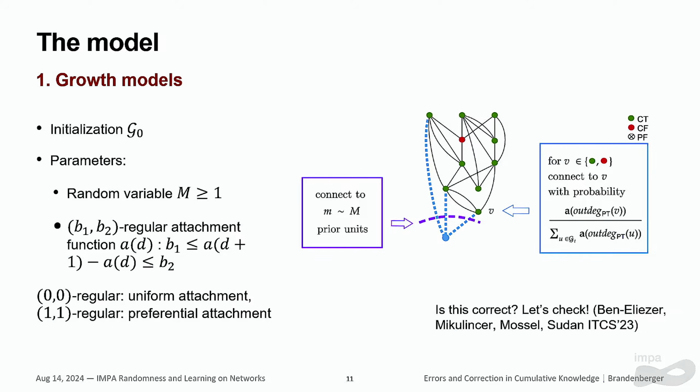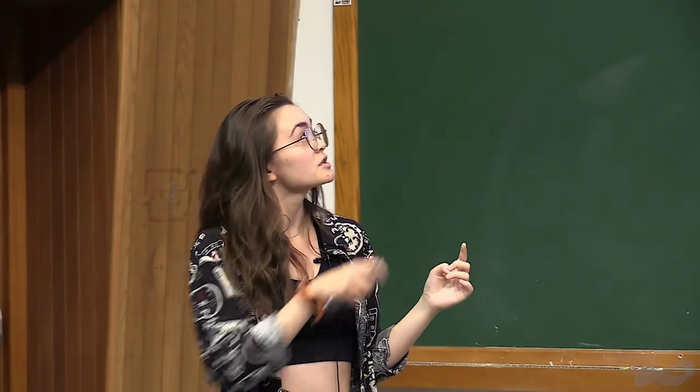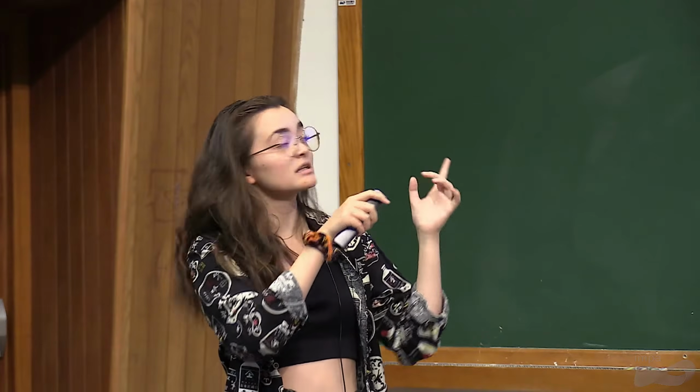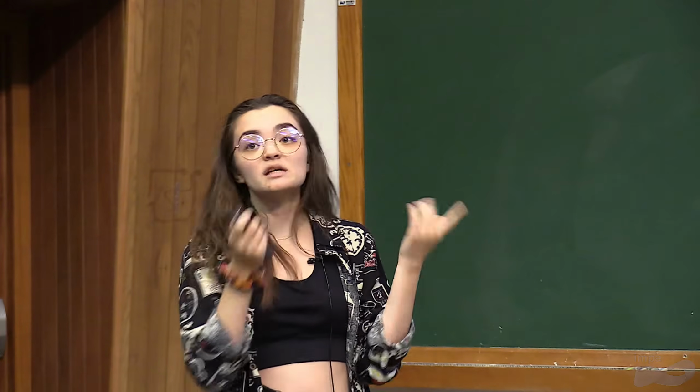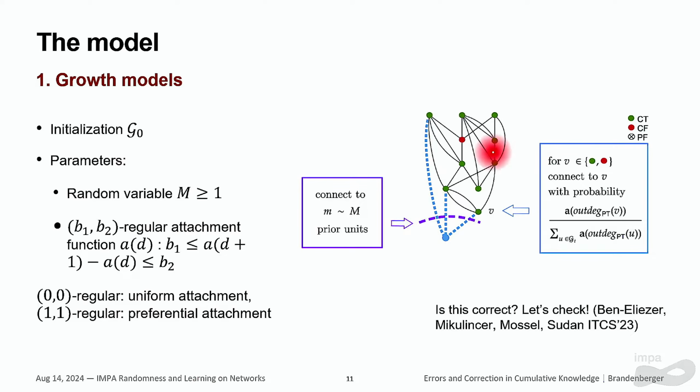Okay, so in the previous work by Ben-Eliezer, Mickelenser, Mossel, and Sedan, they made specific settings for each of these parameters. They considered essentially the preferential attachment tree, where A is set to be D plus 1, and M is set to be 1. So then you don't get this kind of DAG structure, you just get a tree.